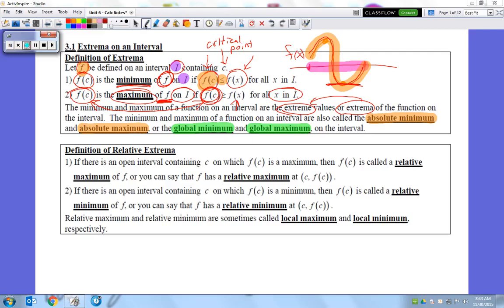And why are we trying to minimize or maximize functions? Because in real world applications, we're trying to do things, for instance, minimize cost. If we're in charge of a big corporation or big company, we definitely want to minimize cost so that we can maximize profit.